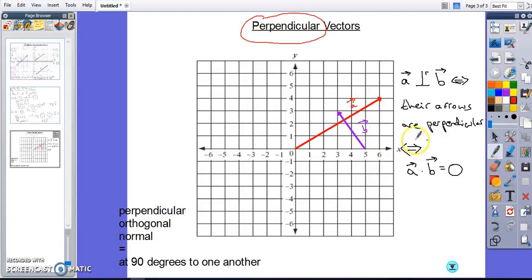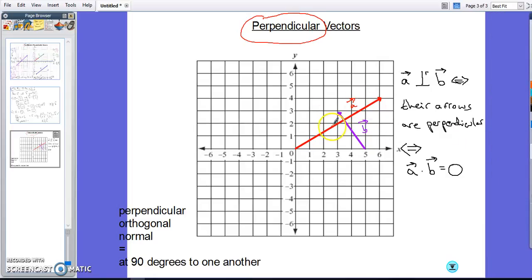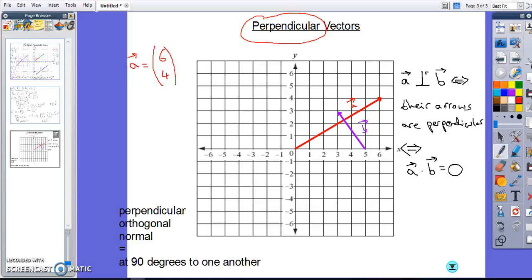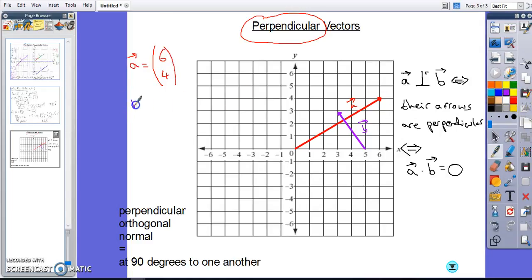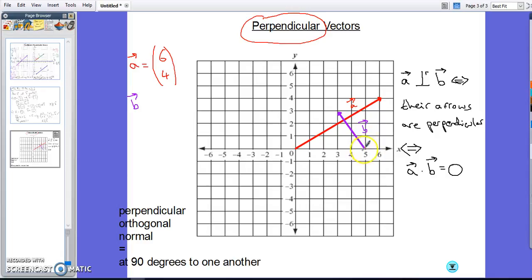Okay, so we said we were going to check whether A and B here were perpendicular. So let's first of all find the components. A has the components 6, 4, and B has the components -2, 3.